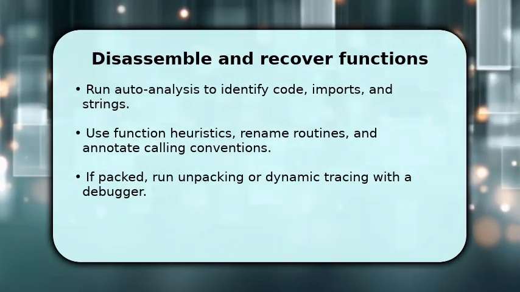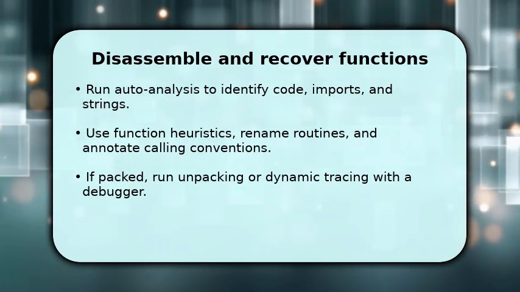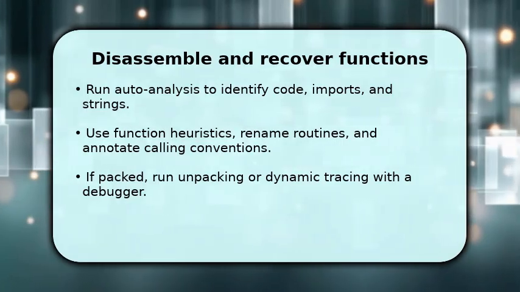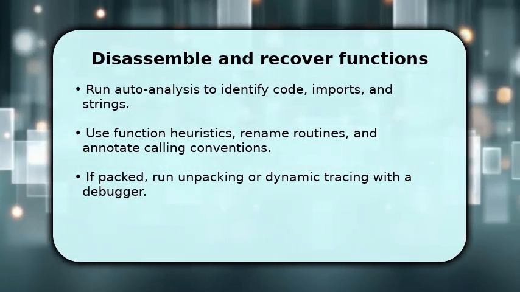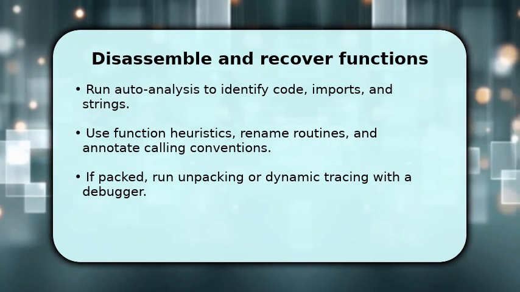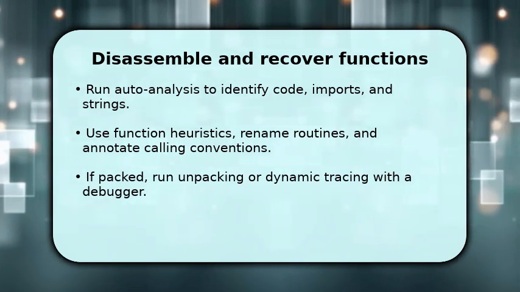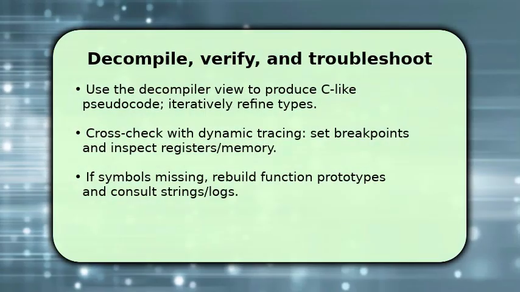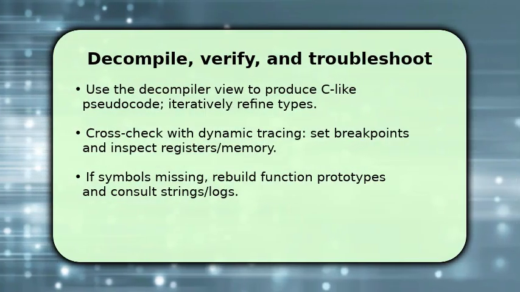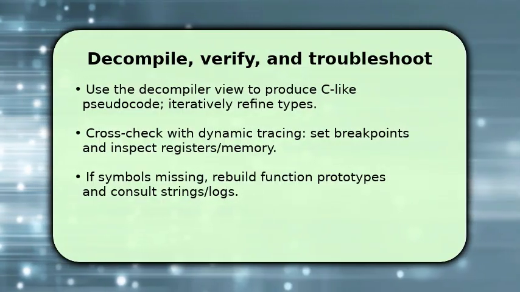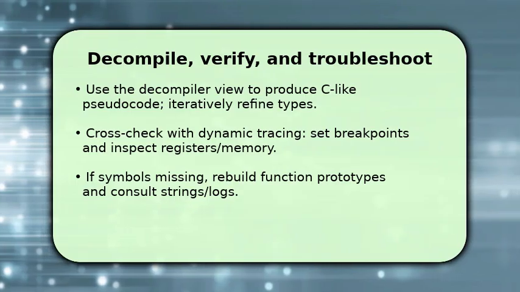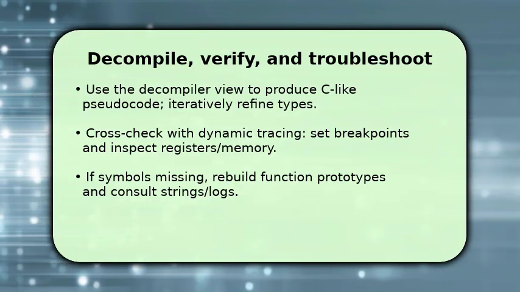If the DLL is packed or obfuscated, attach a debugger, execute until unpacking completes, and dump the memory image back into the disassembler. Make sure to cross-reference strings and import usage to reconstruct higher-level logic. You finish by switching to the decompiler view to get readable C-like pseudocode, then iteratively refine variable types, structures, and prototypes to approach the original source intent.